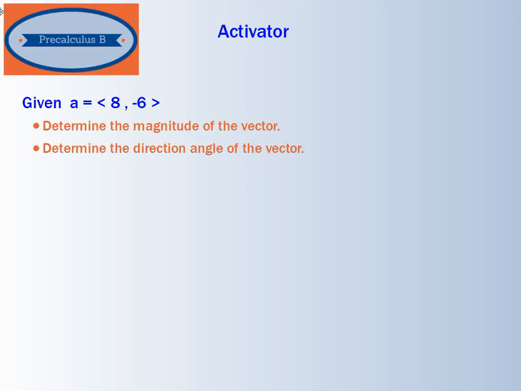For today's activator, if I give you that vector A is equal to the vector 8 comma negative 6, can you determine the magnitude of the vector? Can you determine the direction angle of the vector? Take a couple moments, attempt this problem, unpause the video, and we'll go over it.